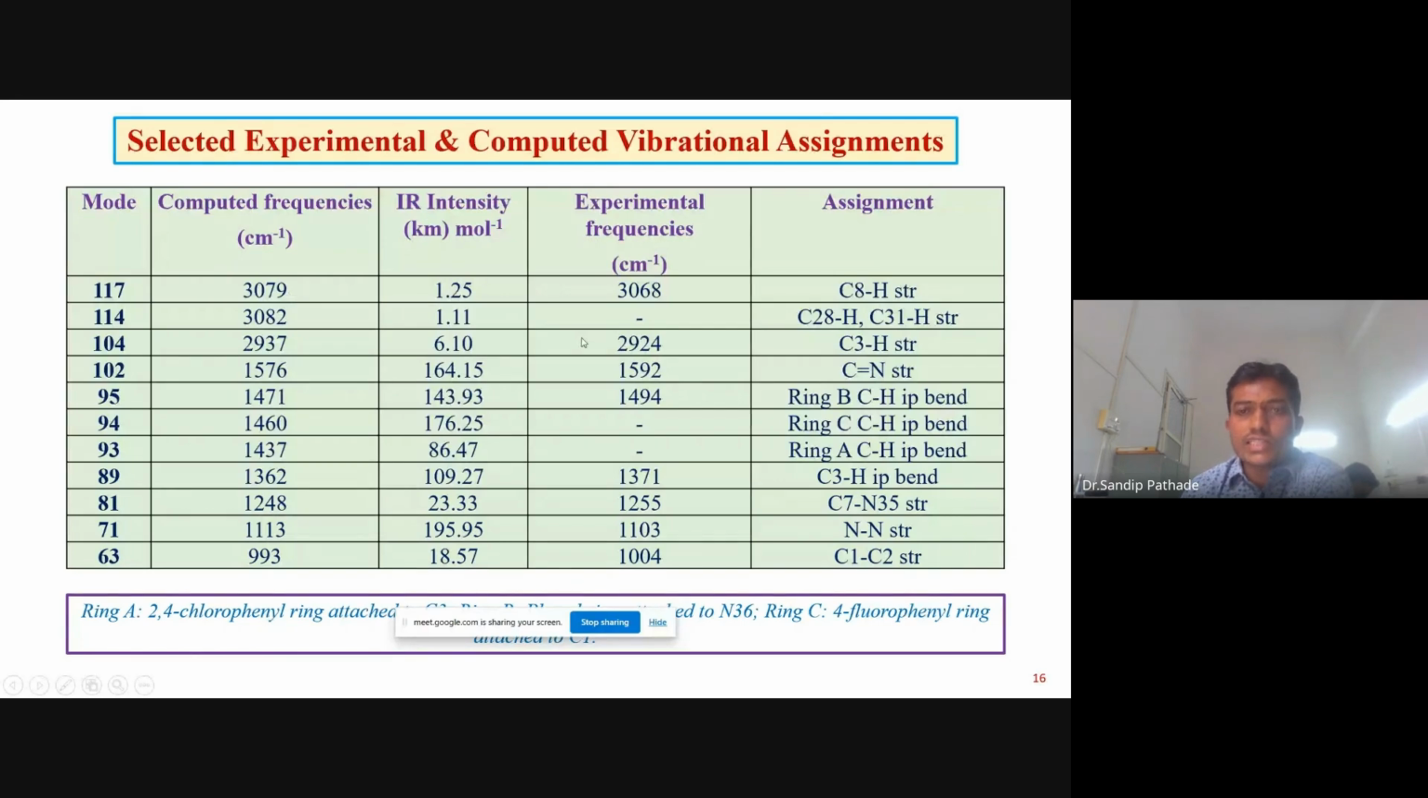While in the experimental FTIR, we observe the peak at 2924 cm⁻¹, that is due to the C3-H stretching frequency, and that matches well with the theoretical peak observed at 2937 cm⁻¹. Also, in the experimental spectrum, we observe the peak at 1592 cm⁻¹, that is due to the carbon-nitrogen double bond stretching frequency, and this peak is matched well by the computed frequency at 1576 cm⁻¹, while other frequencies also match well between the computed and experimental peaks.